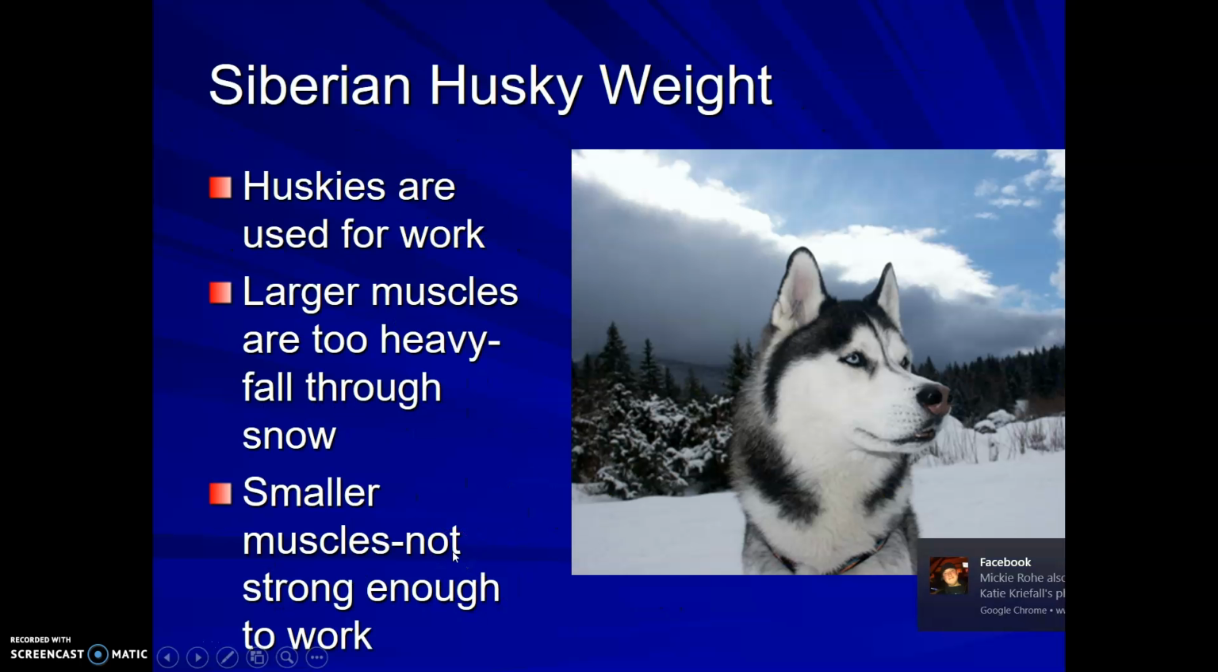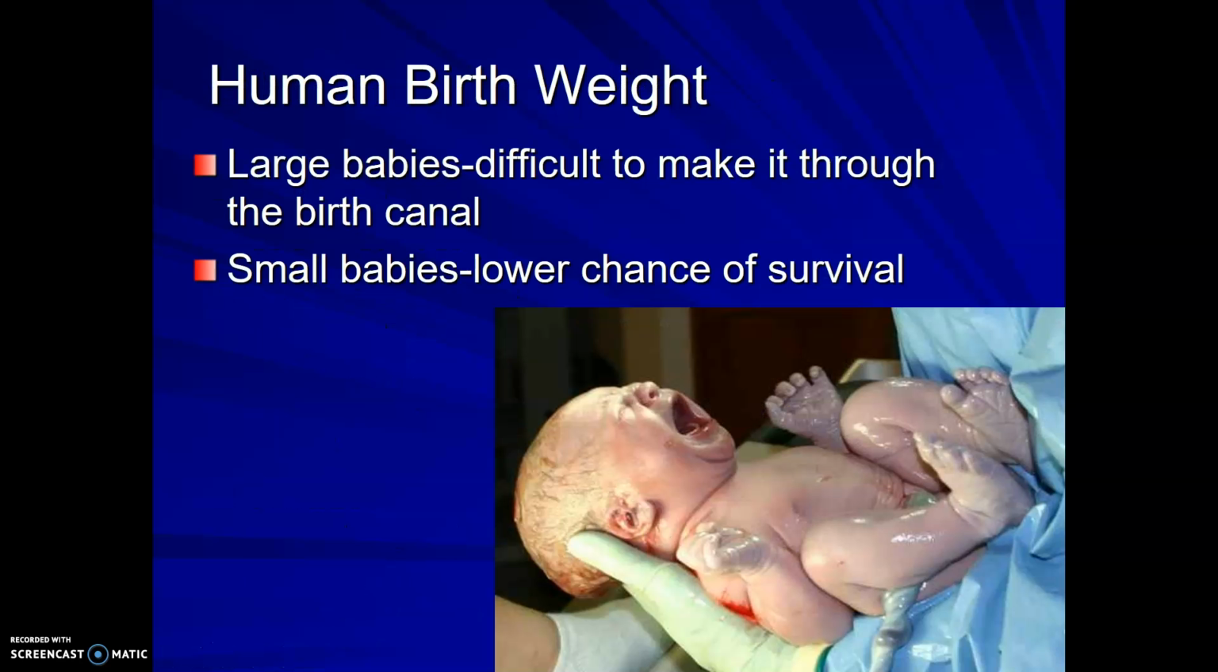So here's an example. Siberian husky weight. Huskies are used for work. The ones that have really large muscles actually sink through the snow, and those with smaller muscles cannot carry cargo. So over time, and this is called artificial selection, where humans choose the traits, humans have actually chosen for huskies to be a medium size.